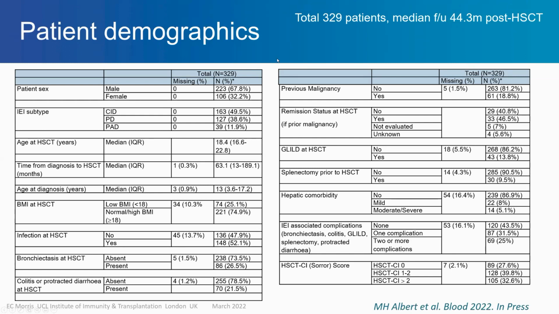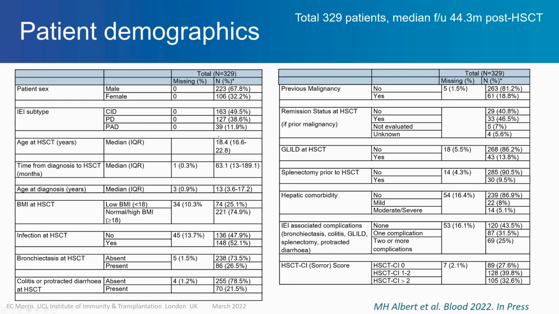And you can see from this rather busy table of patient demographics, I'll draw your attention to some of the most important factors. We've divided the patients into combined immune deficiencies, which made up half of the patients, phagocytic disorders, which made up nearly 40% of patients, and then predominantly antibody deficiency patients. And we base this classification on the most recent IUIS classification.